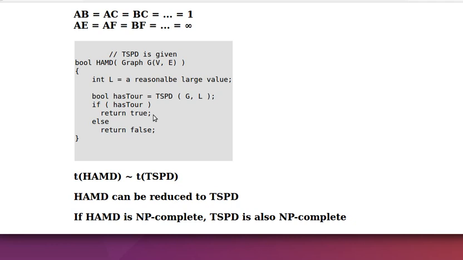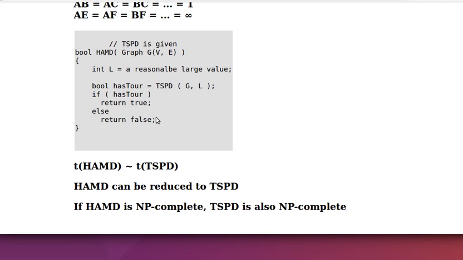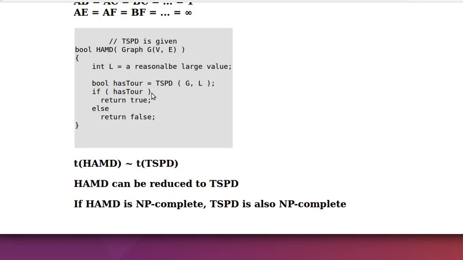Here, TSPD is given. The algorithm that utilizes TSPD to solve Hamiltonian cycle decision, HAMD, is as follows. If TSPD returns true, indicating the existence of a cycle, the graph is deemed Hamiltonian. Otherwise, it is not. It is obvious that HAMD is polynomial time if TSPD is polynomial time. Consequently, HAMD can be reduced to TSPD.